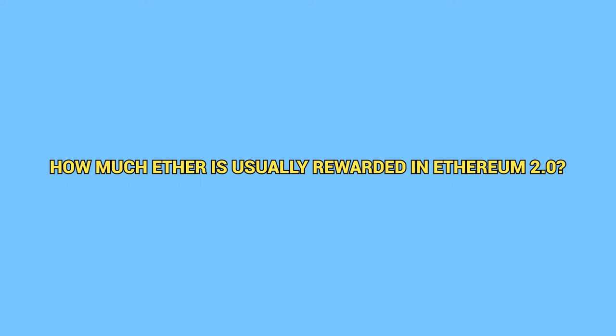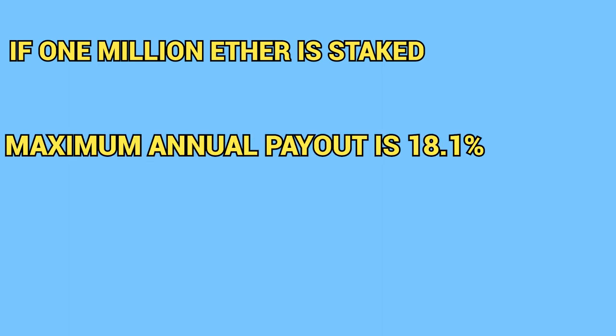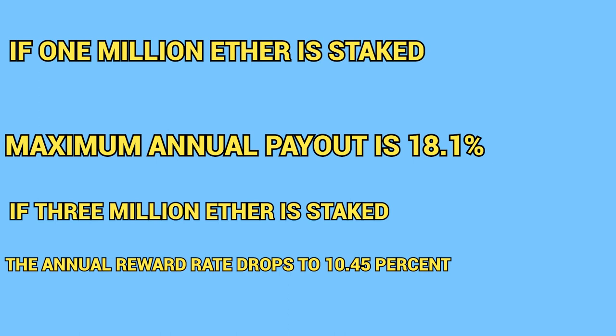Well, once you're considered a validator, you get to participate in forging a new block. You would get to be eligible to receive a percentage of the newly created ETH. But one thing to note here is that the number of validators on a network is inversely proportional to the reward. This means that the reward will be smaller in proportion if the network has more validators. For example, if 1 million ETH is staked, the maximum annual payout for each staker might be 18.1%, but if 3 million ETH is staked, the annual reward drops to 10.45%.